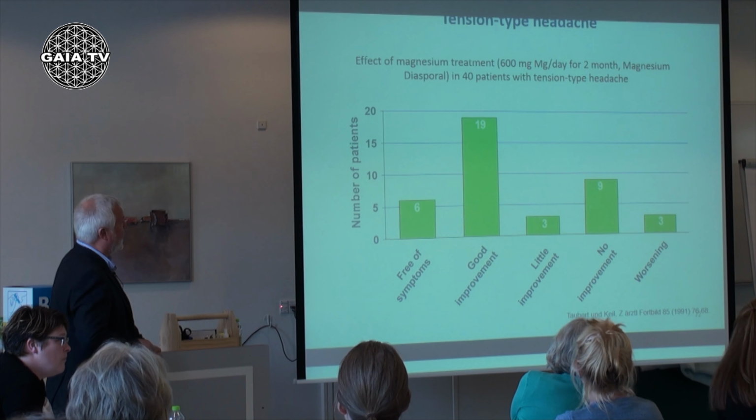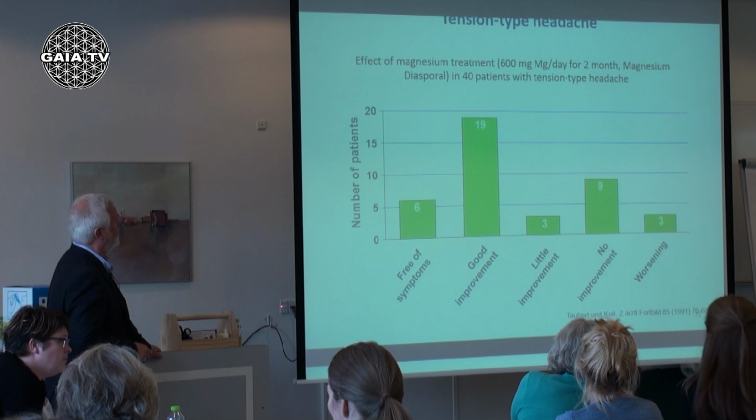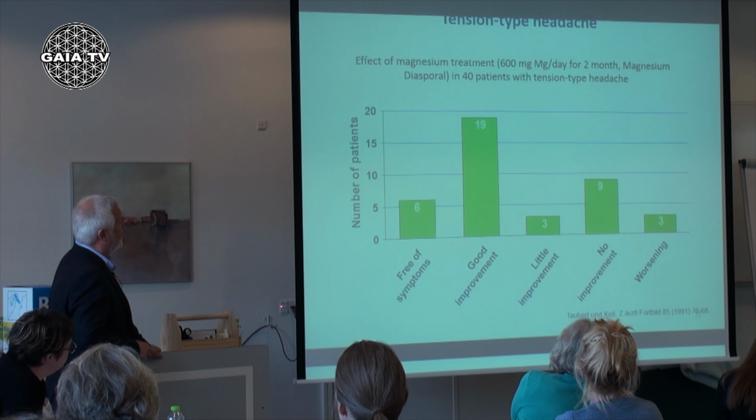But magnesium citrate, in this case again magnesium diasporal, is also effective in tension type headaches. This was a study with 40 patients with severe tension type headaches in special headache clinics. And you see that of these 40 patients, 6 were free of symptoms and 19 had good improvements. So really this shows you should at least give magnesium a try. The chance that your patients will benefit is very high.